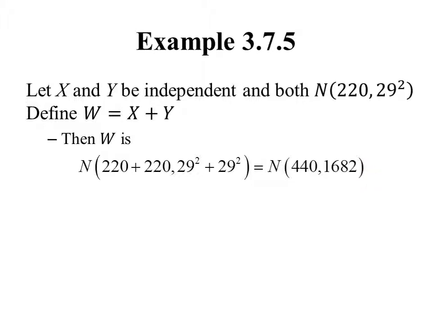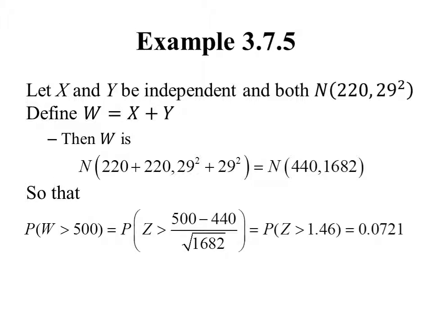1,682. So then if we wanted to, for instance, calculate the probability that their total weight was greater than 500, well, w has a normal distribution with this mean and variance. And so we can convert this number over to a z-score: subtract the mean, divide by its standard deviation. We get this number. And so the probability that z is greater than that number is equal to this using table C1. And so there we go, a simple application of our last theorem.